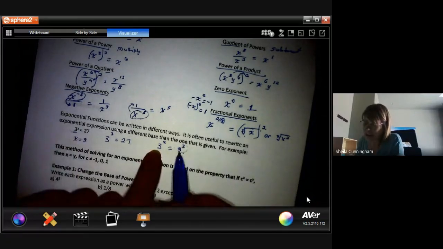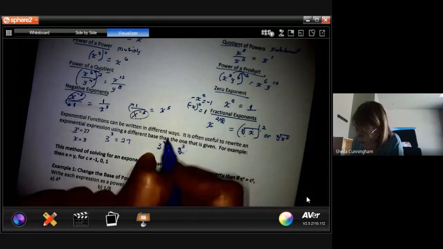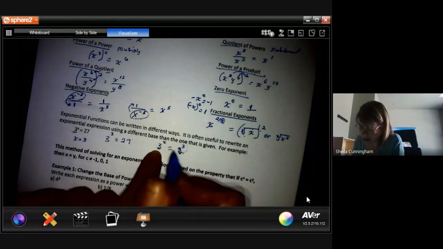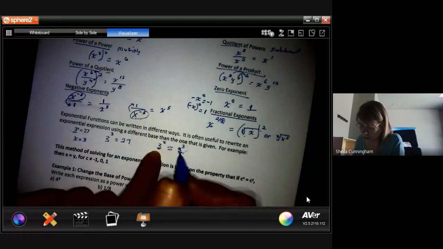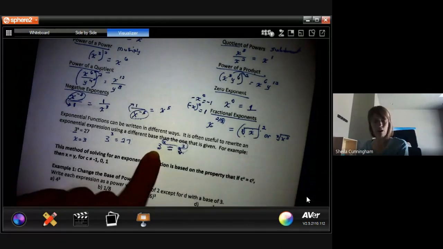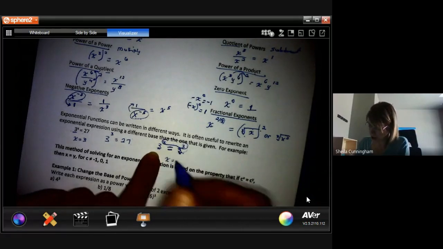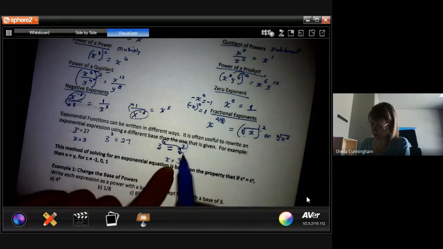So what I end up getting here is that both bases are identical on either side of the equal sign. I've got a 3 on this side and a 3 on this side. Well, if both bases are the same, and these have to equal each other, that must mean what is in the exponent also has to equal each other. So really, what we figured out is that x will equal 3.